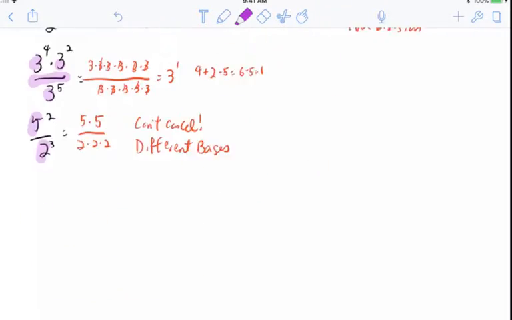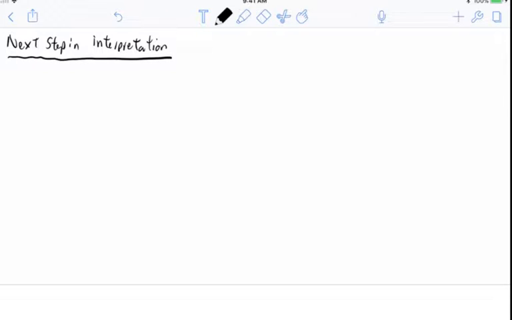Okay, so that's the basics of combining exponents using multiplication and division. It should have been a review. You should have been super bored during that. I hope you were. Okay, so next thing though: what if the power in the denominator is bigger than the power in the numerator?